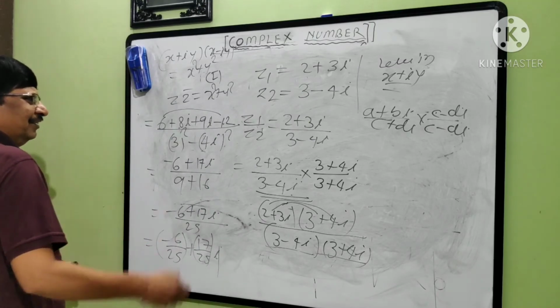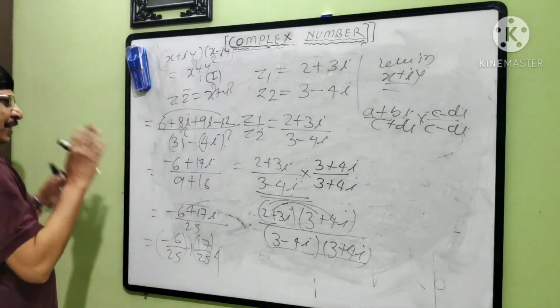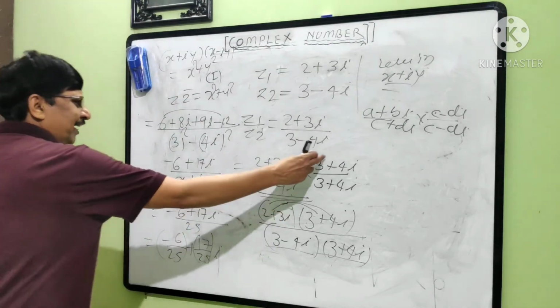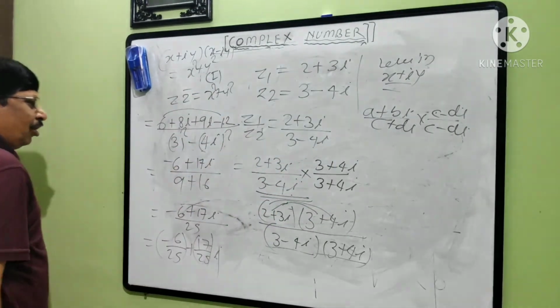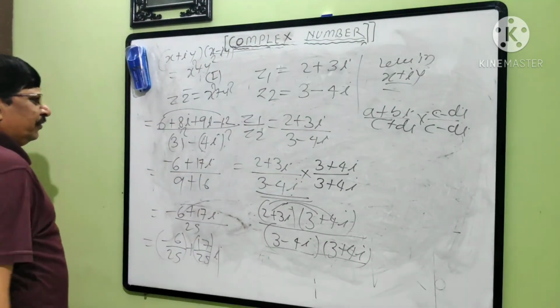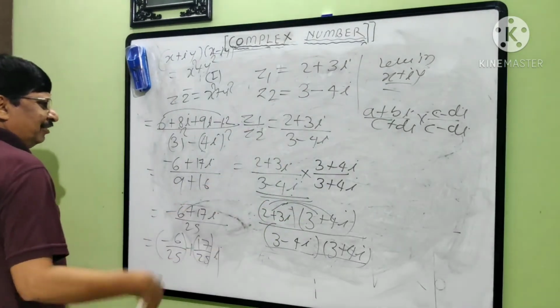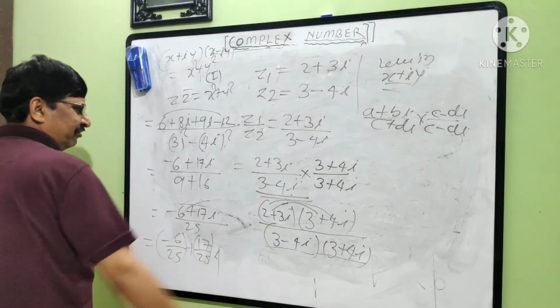Very simple. Division is very simple. Only what you have to keep in mind is to multiply numerator and denominator by the complex conjugate of the denominator. What is the complex conjugate of the denominator 3 minus 4i? The complex conjugate is 3 plus 4i. That's why in the denominator a real number will definitely come. That is 9 plus 16, 25.